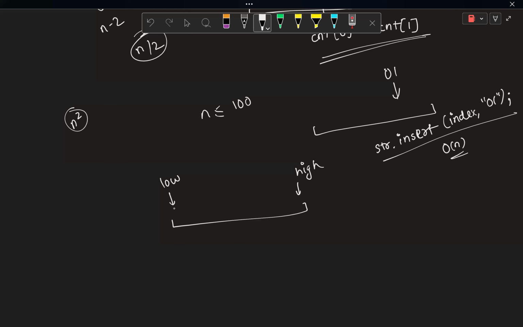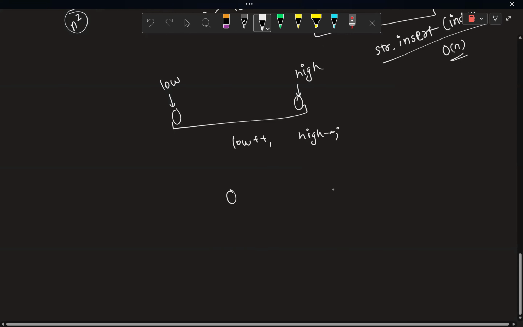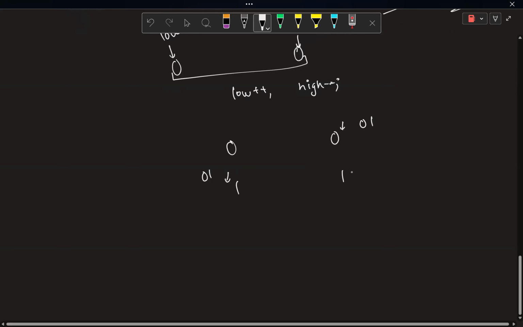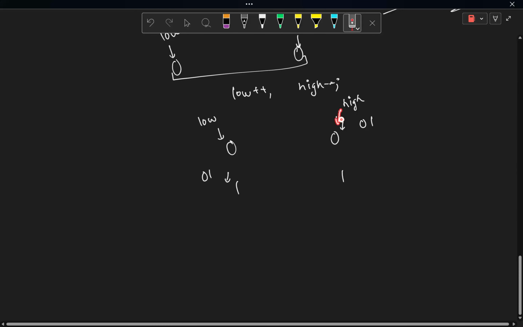If the elements at low and high are not equal, then low plus plus, high minus minus. Otherwise, if they are equal, in that case, just see if both of them are zeros or ones. If both of them are zeros, then it makes sense to insert 0 1 at the end only. If both of them are ones, then it makes sense to insert 0 1 at the start. Now, one thing you need to observe is that initially you had low here and high here. But now your high should not point to this place, but instead it should point to this place.